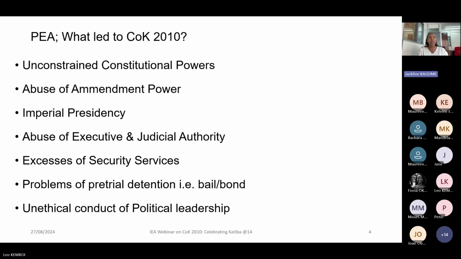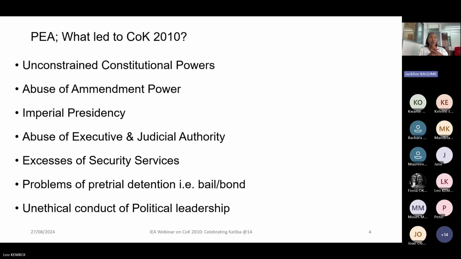Then the other issue is the excesses of security services. Previously, security services, including the Kenya Police and the military, often operated with excessive force, and there was very limited oversight in the previous constitutional order. The police and the military were used to suppress dissenting voices, to intimidate political opponents, and to enforce the will of the executive. We saw widespread violations and abuses of human rights, which undermined public safety. Again, this was one of the main issues that drove Kenyans to want a different constitutional order.